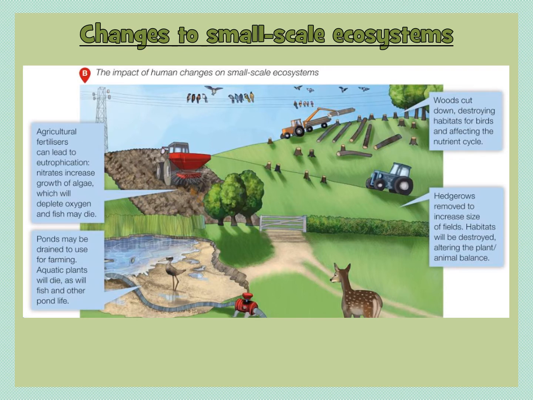So these are just some of the examples of generic changes to ecosystems in the UK. What we need to look at is a specific ecosystem.